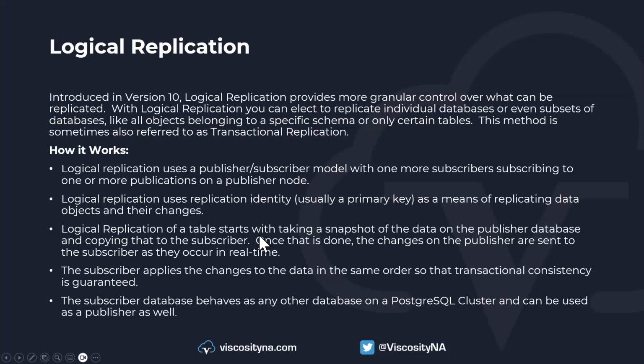Logical replication of a table starts with taking a snapshot of the data on the published database and copying that to a subscriber. You do that in the form of a backup and restore, or a pg_dump and then a restore. Once that is done, the changes in the publisher are sent to the subscriber as they occur in real time. The subscriber applies the changes to the data in the same order, so that transaction consistency is guaranteed. And the subscriber database behaves as any other database on the PostgreSQL cluster and can even be used as its own publisher as well.